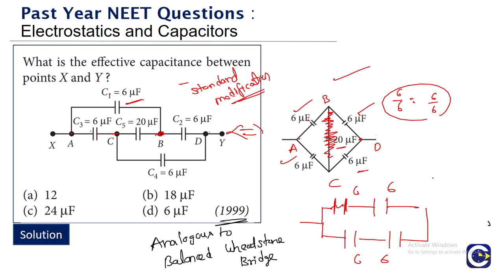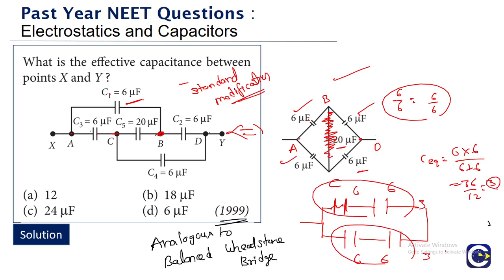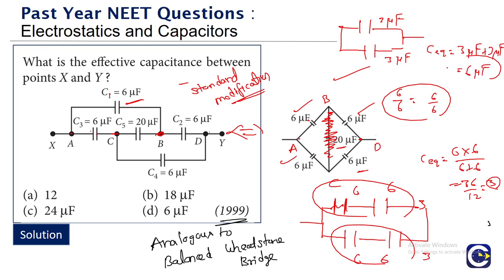So 6 and 6 in series means what? C equivalent is C1 C2 by C1 plus C2. That is 6 into 6 by 6 plus 6, which is 36 by 12, which is 3. So the equivalent of this is 3. Similarly, identical, below also it will be 3. Now what do we see? The 3 microfarad and another 3 microfarad are in parallel. So overall equivalent will be, parallel means C equivalent is equal to C1 plus C2. That is totally 6 microfarad.